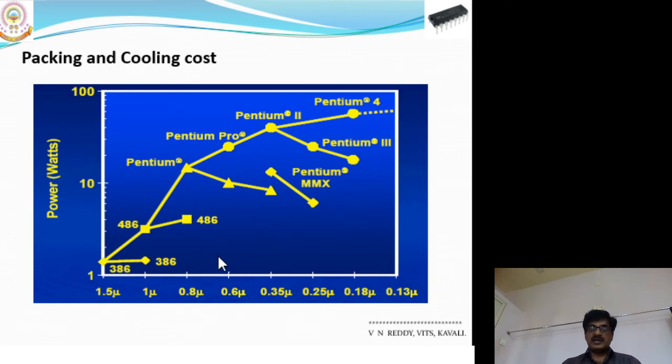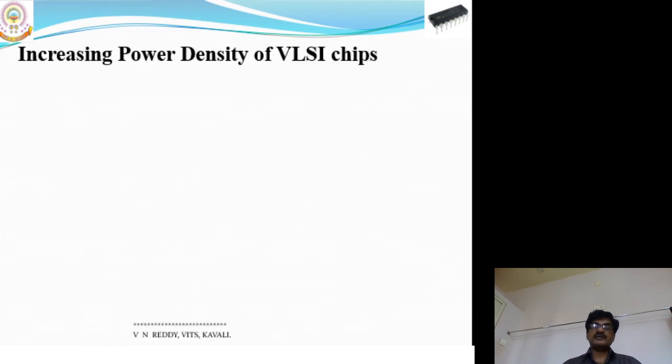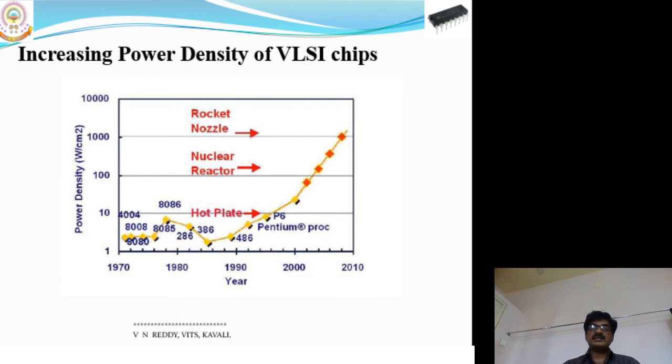Another point we have to concentrate on is power density. Power density is increasing. As I said, the number of components per area increases with the technology, so the power density is increased. Because of the increase in power density, the heat generated in the IC also increases.